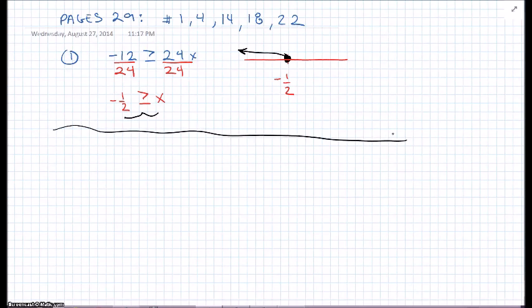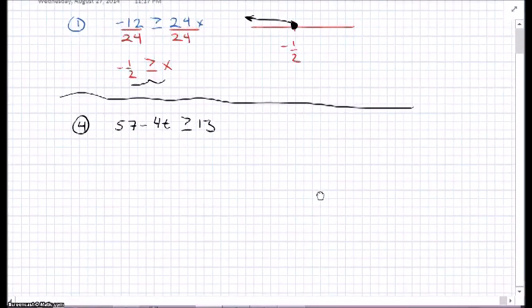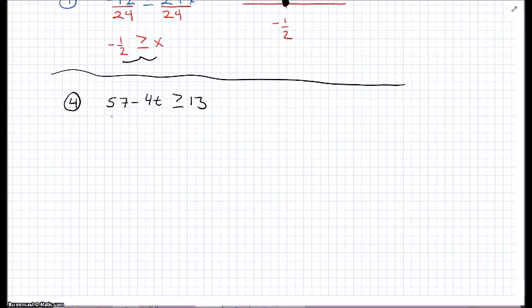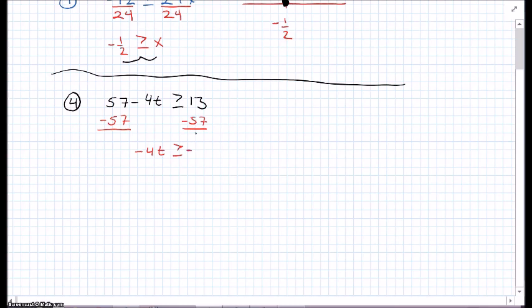Okay, number 4. I have 57 minus 4t is greater than or equal to 13. We have to isolate the variable by itself, so we're going to subtract 57 from each side to start the process. So I'm going to have negative 4t is greater than or equal to negative 44.